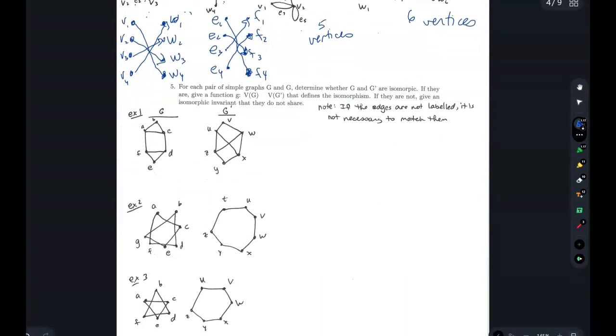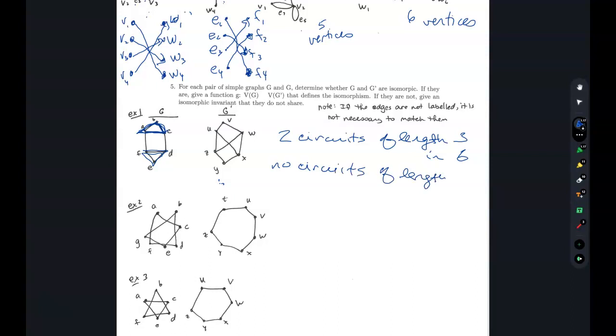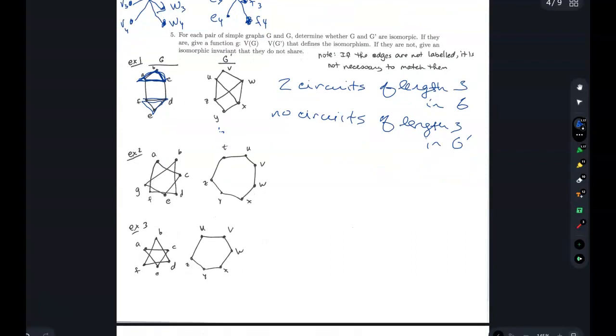All right, let's look at this one here. They look pretty similar, but if I'm looking at circuits, this is a circuit of length 3, right? 1, 2, 3 edges to get to that circuit, and there are 2 of those. So two circuits of length 3 in G. Do we have that in here? No, there are no circuits of length 3 in G prime. So that's the invariant.